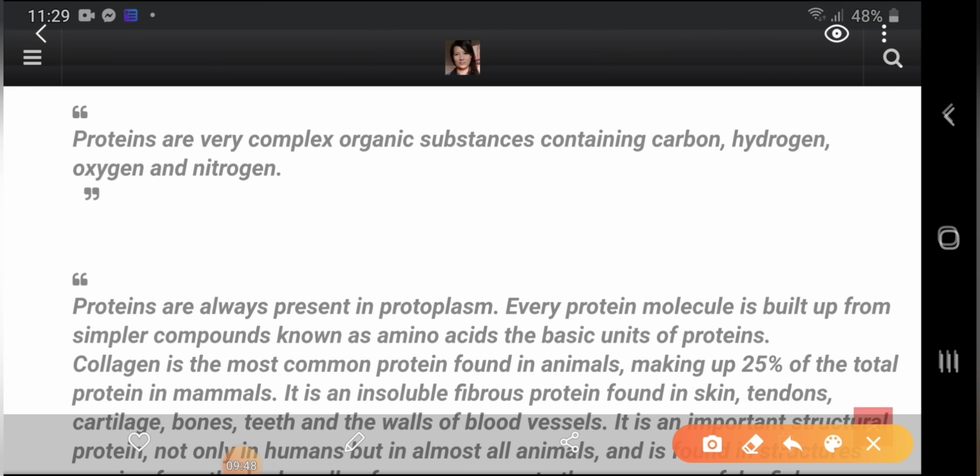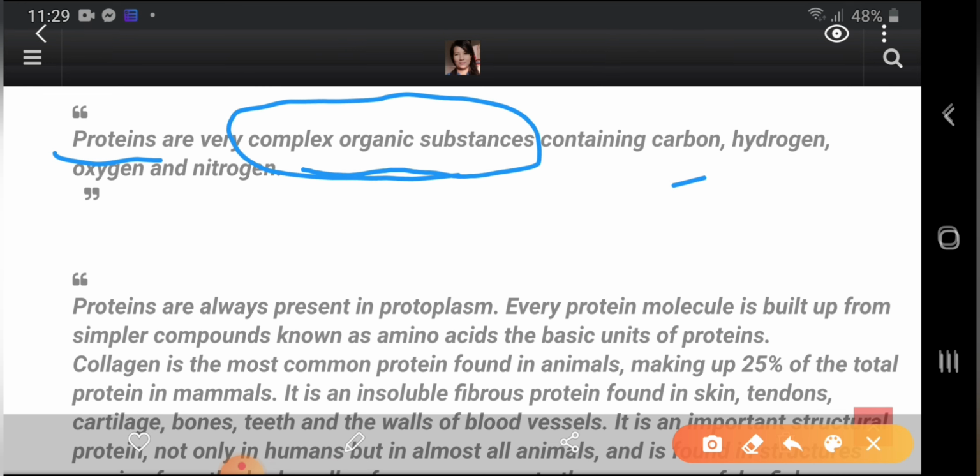Now I'm going to talk about proteins, protein structure and function. What is protein? Proteins are very complex organic substances containing carbon, hydrogen, oxygen and nitrogen. Four elements here: carbon, hydrogen, oxygen and nitrogen. Proteins are always present in protoplasm. Every protein molecule is built up from simpler compounds known as amino acids. What is the basic unit of protein?